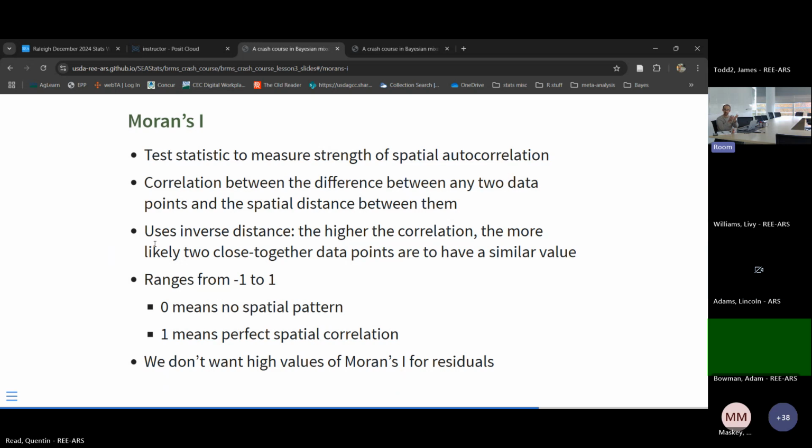Moran's I is a correlation coefficient. A correlation coefficient can be between -1 and 1. Close to 0 is what we want, because it means there's no relationship between how far apart two points are and how correlated they are. There's no spatial pattern. That's what we want. 1 would be perfect spatial correlation. You usually don't see negative values. You would usually see positive, but we want to see close to 0. We don't want a high positive number on this.